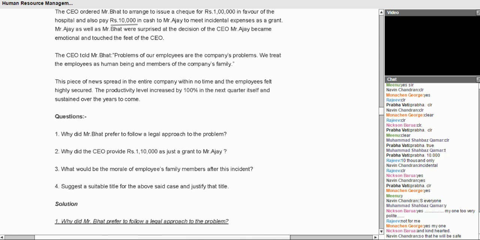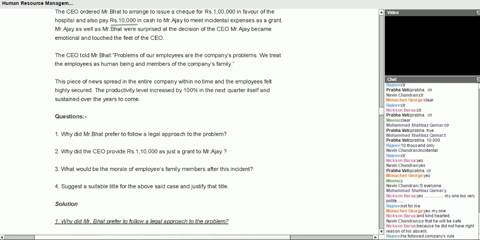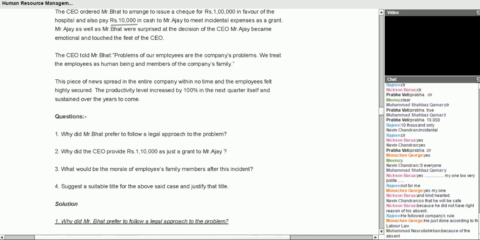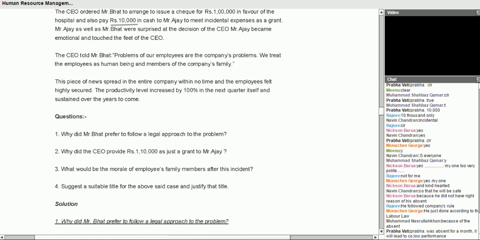Because Mr. Bhatt followed the company's rules. One more reason is that he is not aware of how the CEO will react to this situation. So to be on the safer side and for job security, he did the right way and reacted in that manner. Mr. Bhatt is the HR.